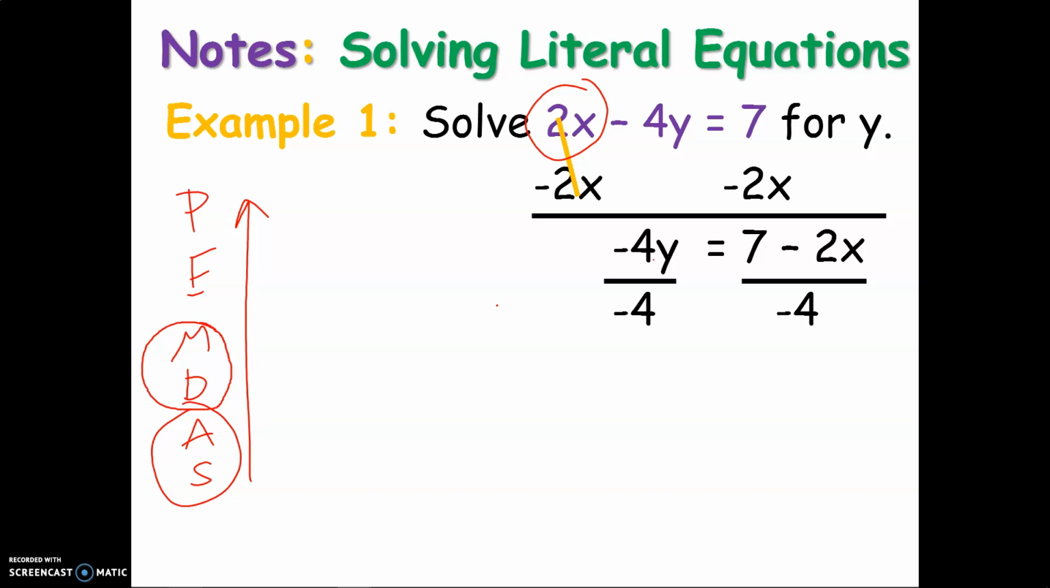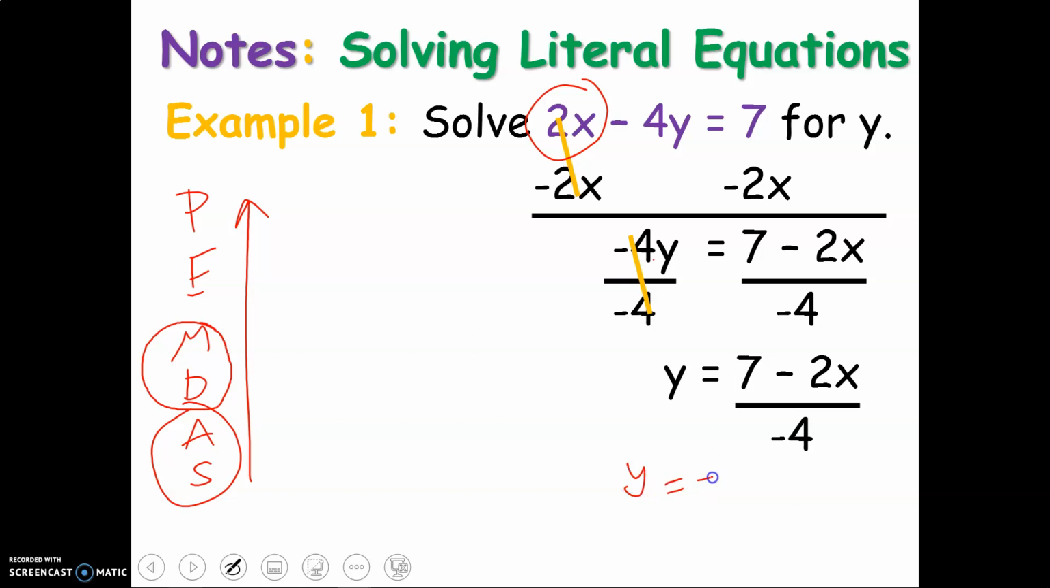Note, on the left-hand side, we have -4 divided by -4, or 1y, or just y. And on the right-hand side, we have 7 minus 2x over -4. Note, this can be rewritten as y equals -7/4 plus 2/4 x. Or, if we simplify, y equals -7/4 plus 1/2 x. Note, all of these are equivalent responses.